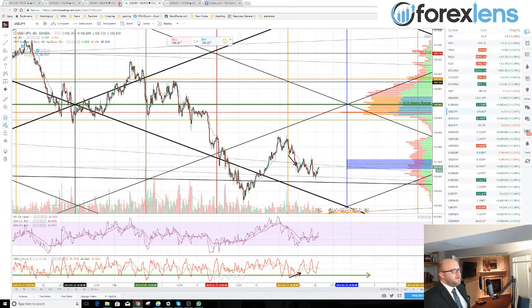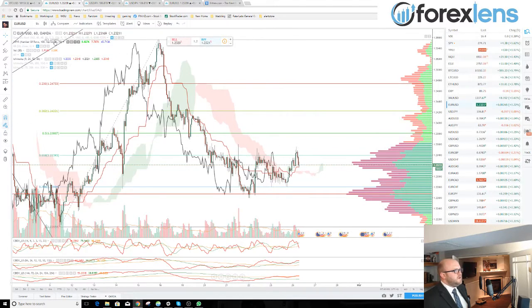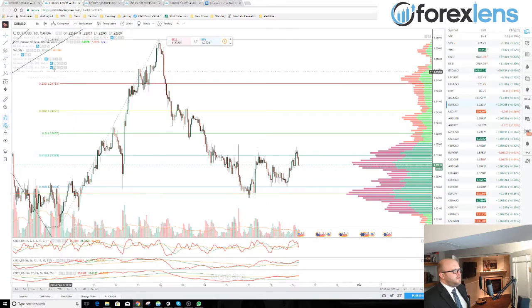We can also use our oscillators to help us figure out what we have going on there. So, use this chart.